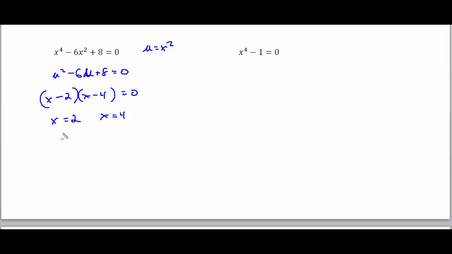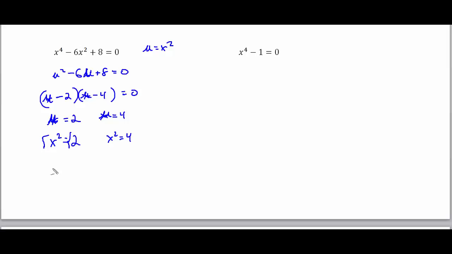Oh no, I did it again. I changed my variable to an x just out of habit there. So these are technically u's, not x's. I'm sorry about that. So this is u minus 2, u minus 4. And now I'm going to plug my x squared back in for u. So x squared is equal to 2, and here x squared is equal to 4.